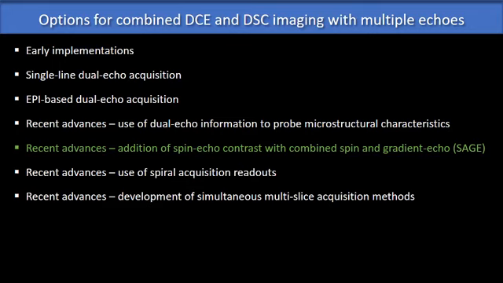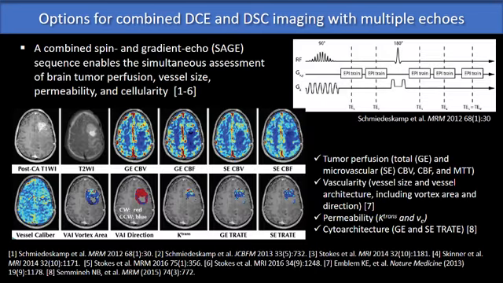The next recent advance would be finding ways to add even more information. In 2012, this paper came out on a combined spin and gradient echo sequence. This is 2 gradient echoes, 2 asymmetric spin echoes, and then a true spin echo. This is repeated dynamically, so you can get fairly short TRs, so pretty good temporal resolution. And you can do this in brain tumor patients. You can quantify a lot of different parameters.